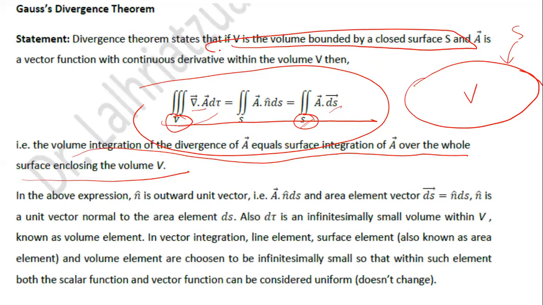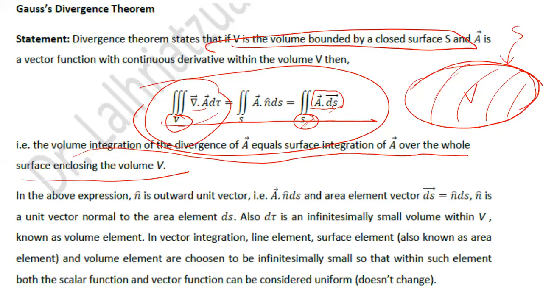So here on the right hand side, you are performing integration of this A dot ds over the surface that encloses the volume V. So the left hand side gives you the total outflow, or the total inflow, of the vector field A, and the right hand side gives A dot ds.